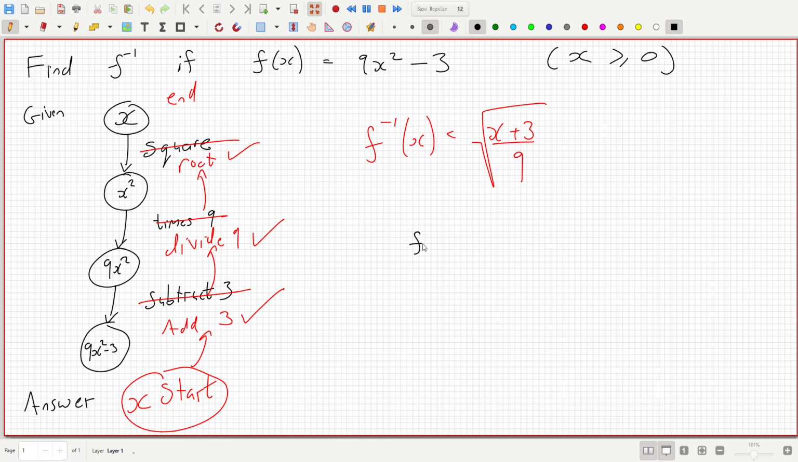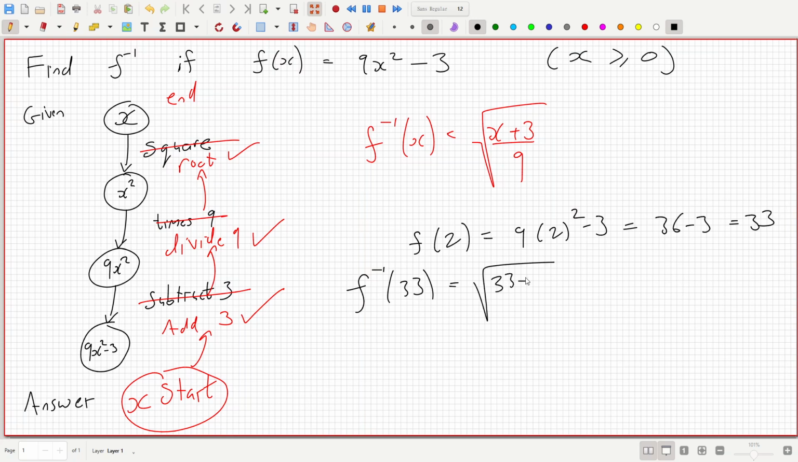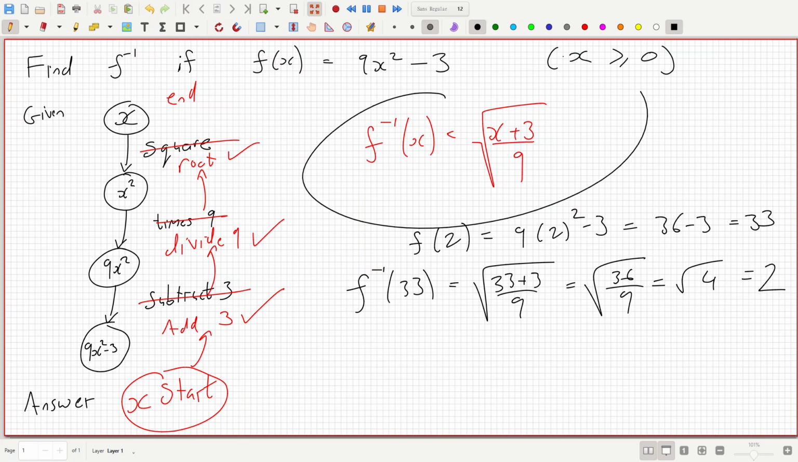We can check the answer here. For example, what's f of 2? f of 2 would be 9 times 2 squared minus 3. That would be 36. 4 times 9 is 36, minus 3, so that's 33. Now, what would be the inverse of 33? That would be root of (33 plus 3) over 9. That's root 36 over 9. That's root 4, which indeed equals 2. So this works. So that is the inverse.